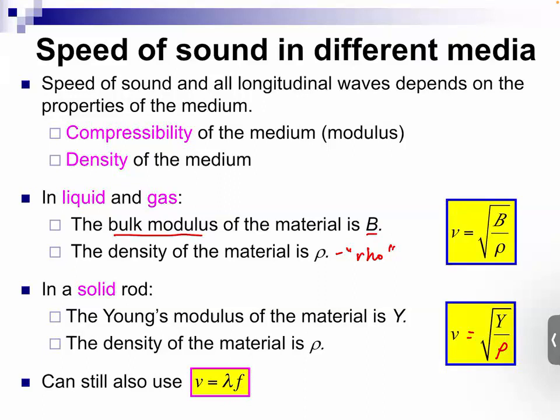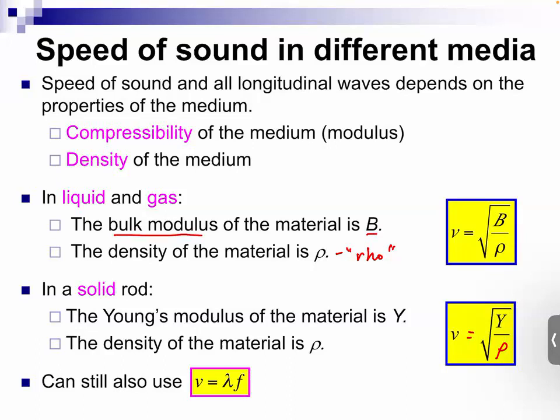The speed of the wave is equal to its wavelength times its frequency. But if you want to relate the speed of the longitudinal wave to the properties of the medium it propagates through, then you have to consider the compressibility through the bulk modulus in liquid and gas, or the Young's modulus in a solid. Right? Does that make sense?